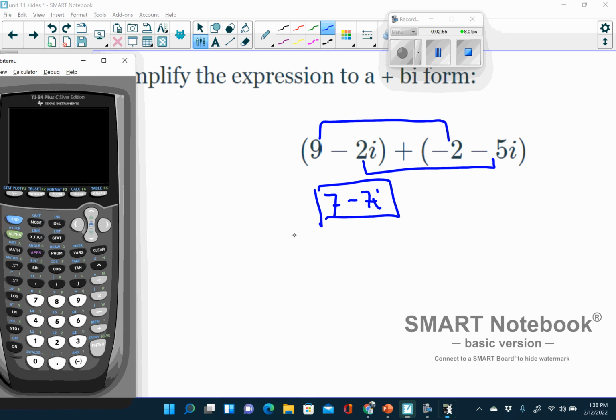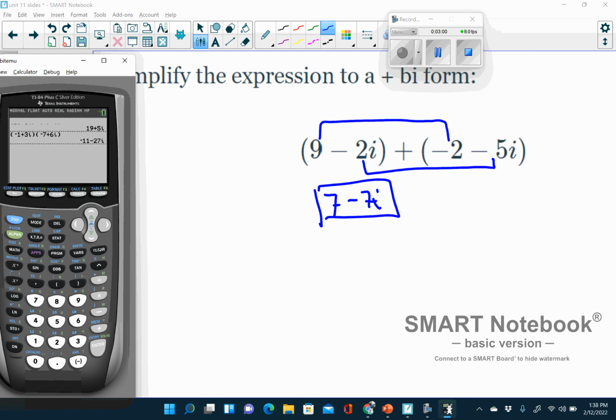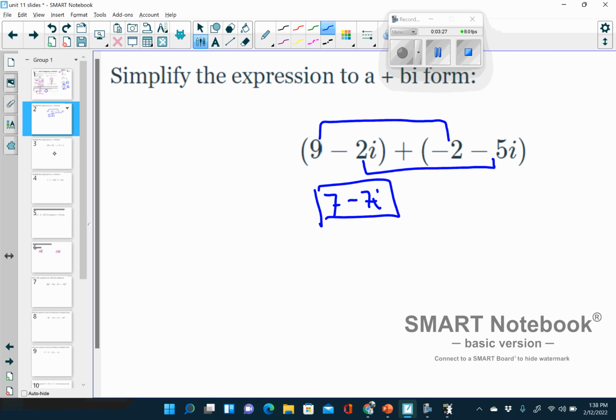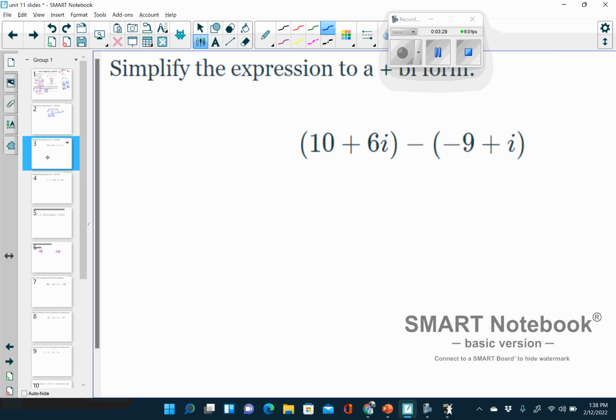Just want to show you that you can do this on the calculator as well. Turn on the calculator. There we go. So you can go parentheses, 9 minus 2, second. See above the decimal point, there's an i. So you press that. Then you hit the plus sign, and then you plug in the other one, negative 2. This is almost too easy, so you don't need to plug it into the calculator, but I just want to show you that you could. And you'll still get the same answer, right? 7 minus 7i. Boom.